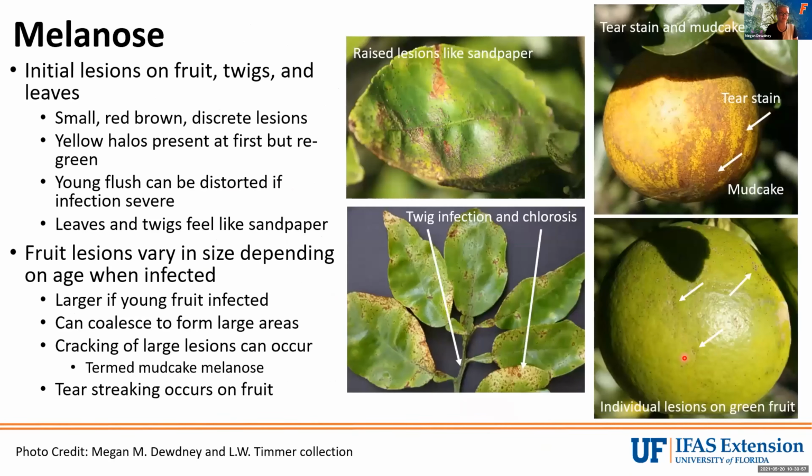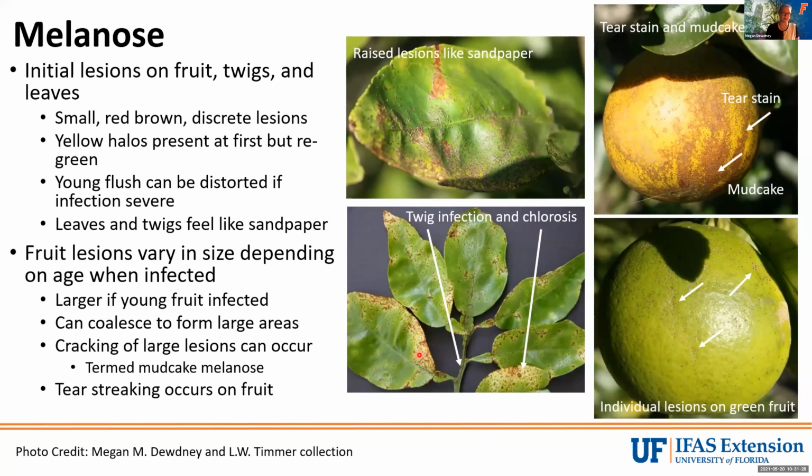Melanose, the second fungal disease that I'm going to talk about, affects, again, most varieties. We see initial lesions on the fruit, twigs, and leaves. So like here, we've got on the twigs, starts off as individual specks. They're reddish brown, so kind of a rusty color. And you get this chlorosis again that will regreen. You can get distortion of the flush if it's particularly severe in a spot. And when you go to touch it, unlike the greasy spot, it feels like sandpaper. So that's an easy way to distinguish between the two.